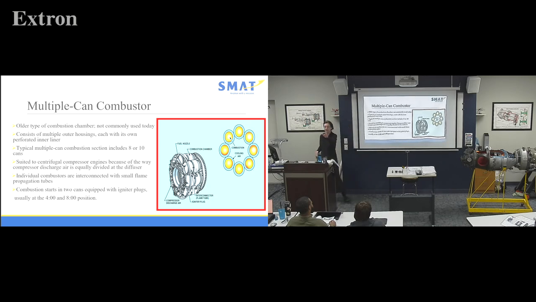So if those are all connected by tubes, what's the difference between that and a can annular? These are just small tubes. So if the tubes are big, you just have a can annular? No. I'll show some more pictures, and I have one at the end that shows all three different ones compared together.